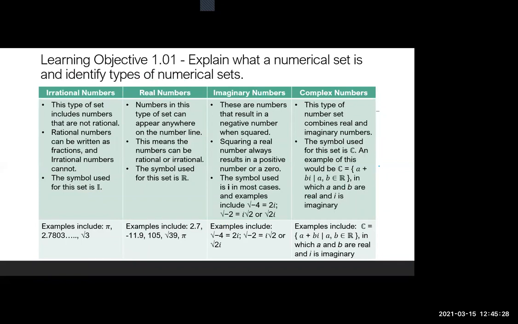So the first group are called irrationals. Now the rationals, remember, those were the ones that could be written as fractions. So the irrationals are those that cannot be written as fractions. And so look at some of our examples here.